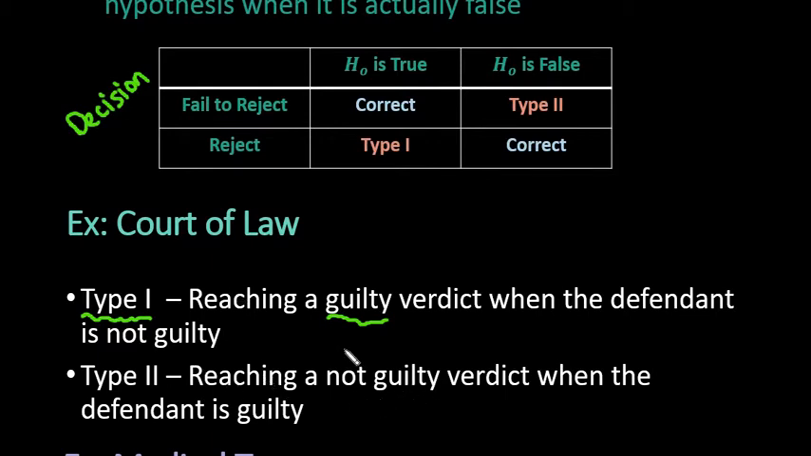Neither one of them is a good situation. In a type 1 error, you are sending somebody to jail that didn't do the crime. And in a type 2, you are sending somebody back out into the public that really did commit the crime.